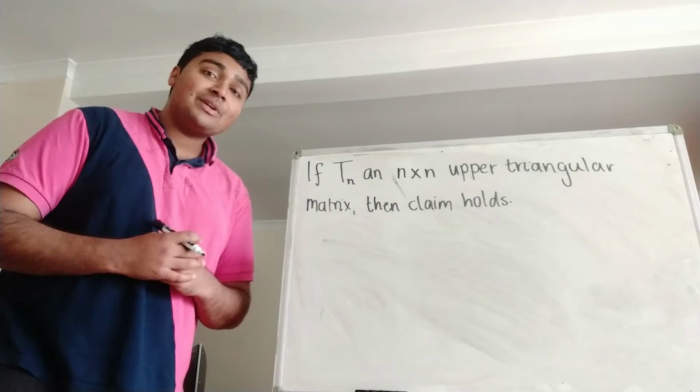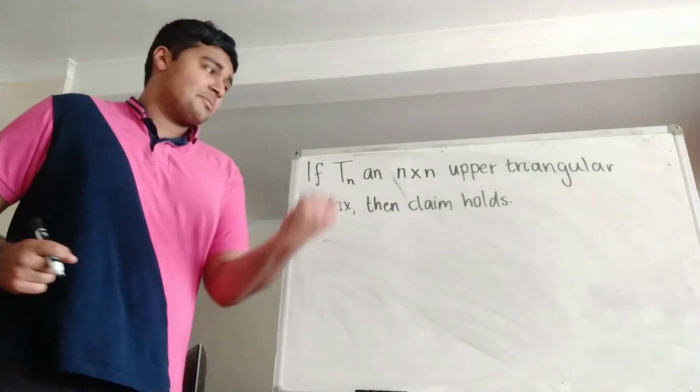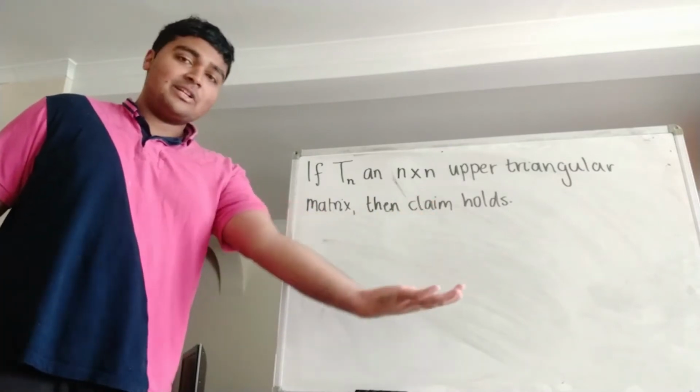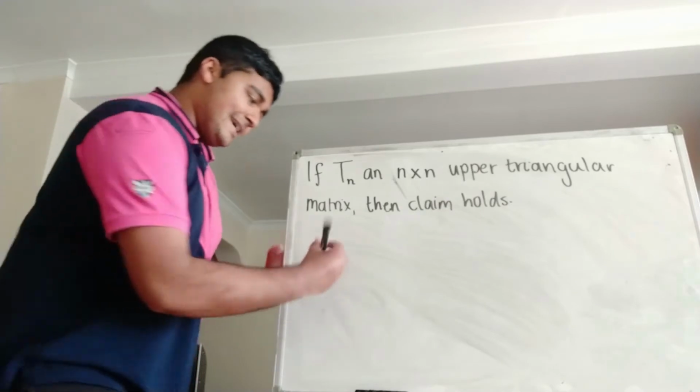Okay, so as I said, what we're going to do is assume our claim holds true for any n by n upper triangular matrix, which I'm denoting Tn, and then what we're going to do is consider an n plus 1 by n plus 1 upper triangular matrix, and we'll call that Tn plus 1.